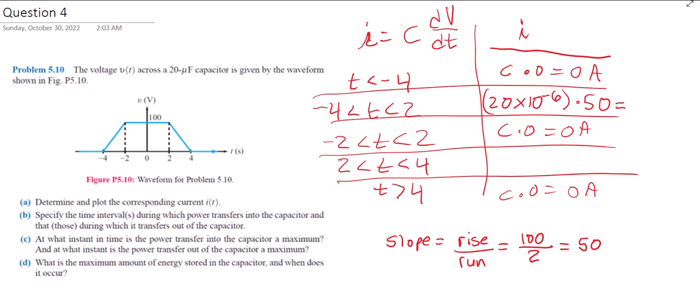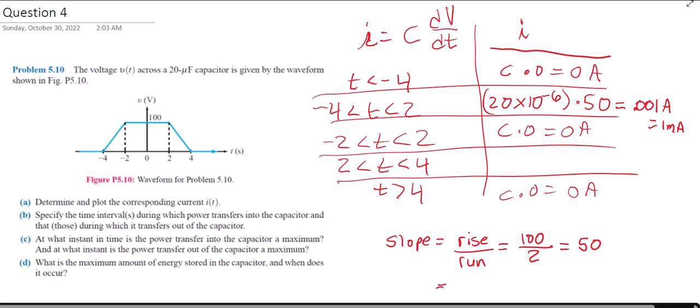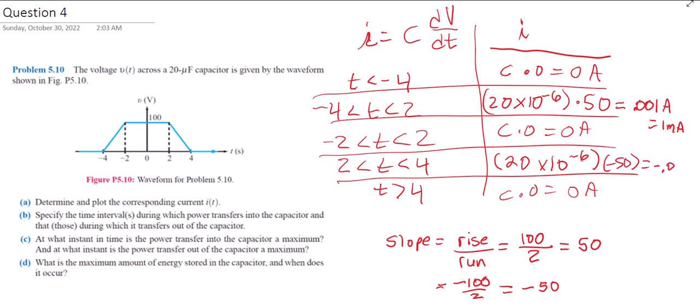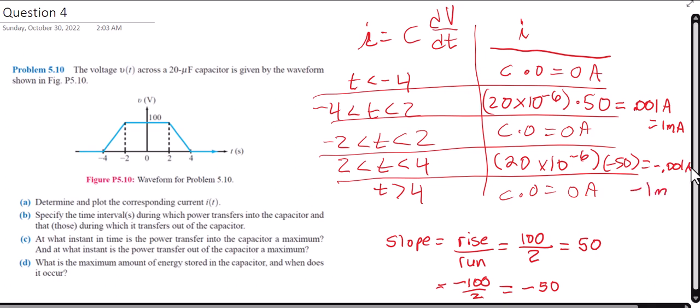100 milliamps. No, I'm looking in the wrong place. Yeah, 1 milliamp. I don't know why I put 100 on my graph. 0.001 amp, which is the same as 1 milliamp. And then between 2 and 4, you go down 100 and over 2. So that'd be -50. So this is 20 times 10 to the -6 times -50, which is -0.001 amps, or -1 milliamp.